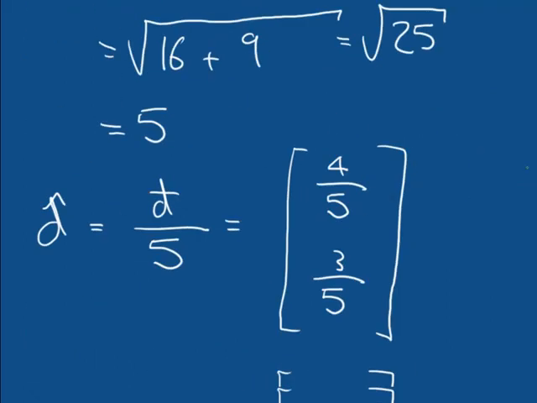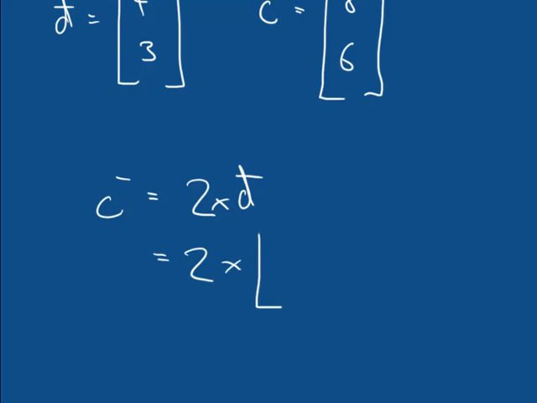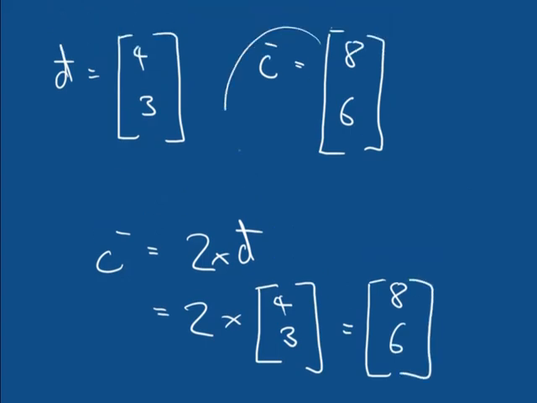As I scroll down, I'm going to rewrite d, rewrite c, and then talk about this a bit more. So d was equal to 4, 3. c is equal to 8, 6. We could write that c is equal to 2 times d. We can hopefully see that c is equal to 2 times our vector d, which was 4, 3, because that gives us 2 times 4, which is 8, and 2 times 3, which is 6. So we can see that c is twice d, and because we've scaled d by a scalar value, and that scalar value is positive, we know they have the same direction, just one of them is twice as long. So c is twice as long as d.